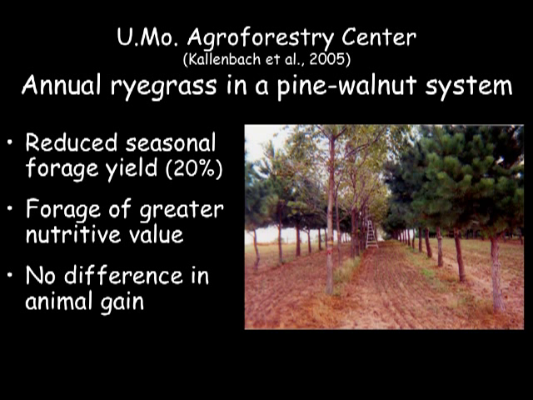In the meantime, what they've done is plant annual ryegrass, and this is a spring grazing study where they had planted annual ryegrass in between these rows of trees. Now this is pretty intensive, a lot of trees in the system, and they ended up reducing seasonal forage yield by 20%. But their measures of nutritional value of the forage were greater, and they saw no difference in animal performance. So now they've got tree crops, and they've not lost animal performance, even though forage productivity has gone down a little bit.